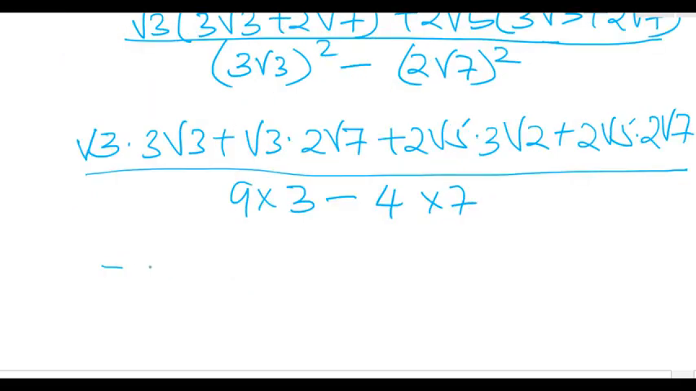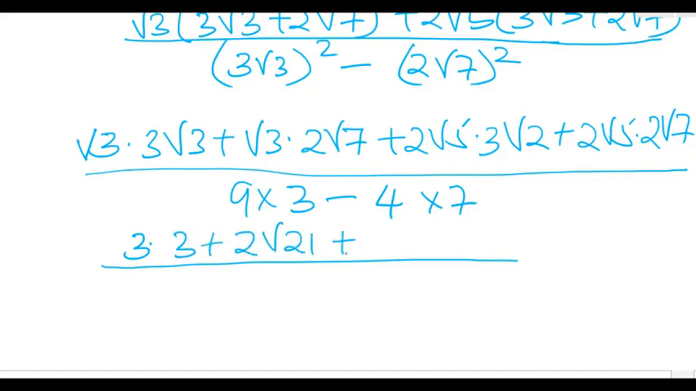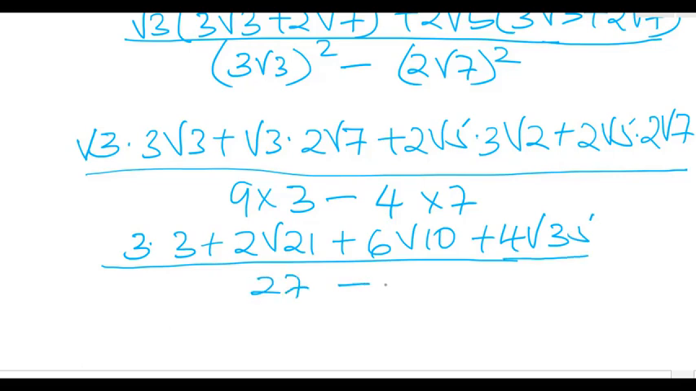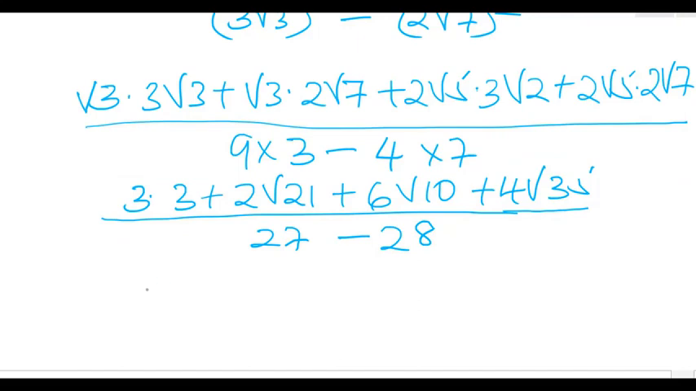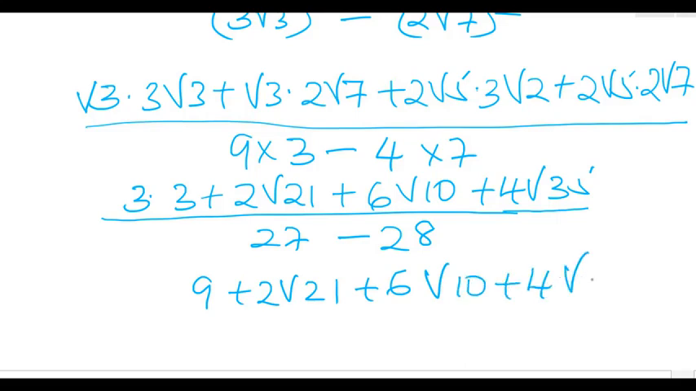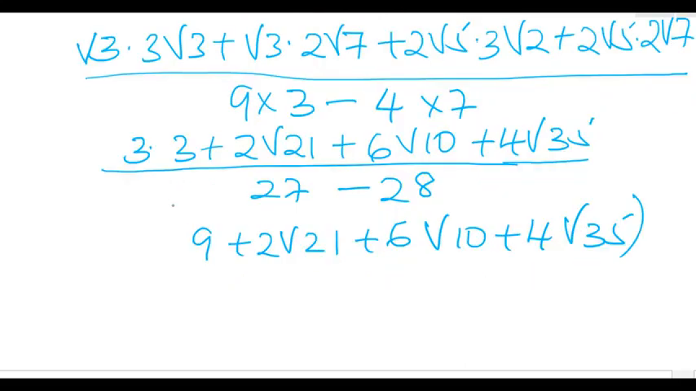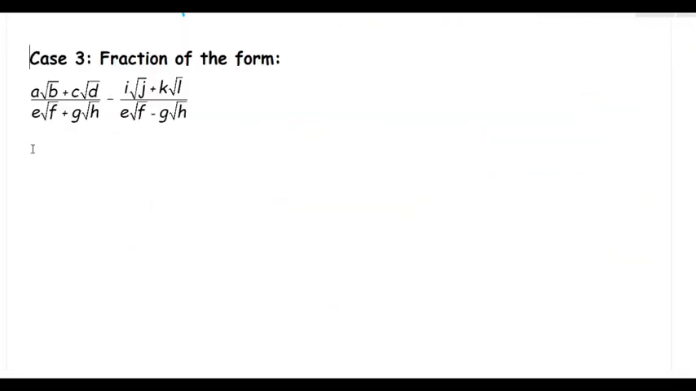We still simplify, and we are going to get the numerator 3 multiplied by 3 plus 2 multiplied by root of 21 plus 6 multiplied by root of 10 plus 4 multiplied by root of 35 divided by 27 minus 28. Hence, we're going to have 9 plus 2 root 21 plus 6 root 10 plus 4 root 35, everything divided by minus 1.